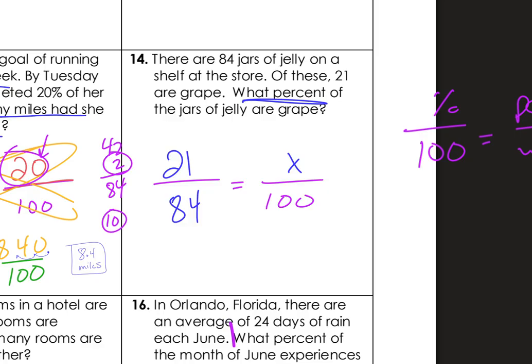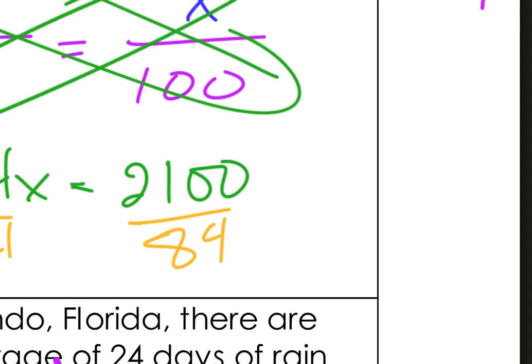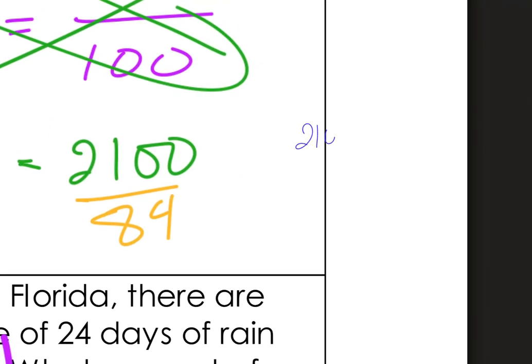So we're going to cross multiply. Let me change colors. We get 84x, we get 2,100. And now, just like we did before, we're going to divide by 84. So I'm going to do just long division, okay? You might think, I don't want to do that. You can do it however you like. If you want to divide both of these by 2 and do that over and over and over, go for it.